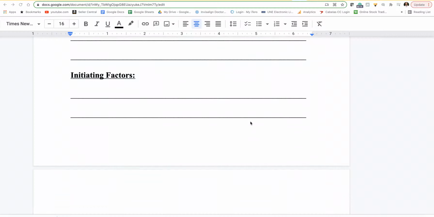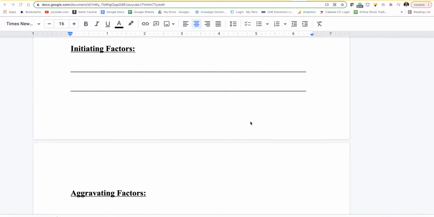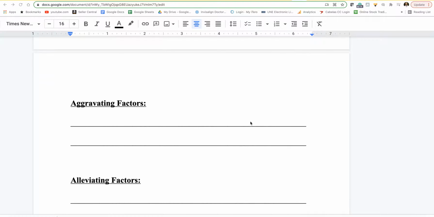Initiating factors, what are the things that really trigger it? So stress is a common one. When I'm stressed at work, it tends to get worse. That would be an initiating factor. Aggravating factors, when it's present, what are the things that make it worse? Likewise, alleviating factors, what are the things when it's present that make it better?